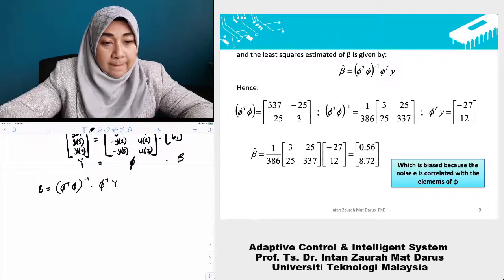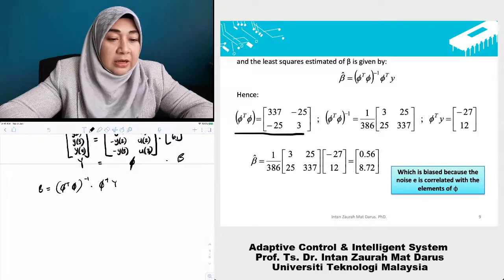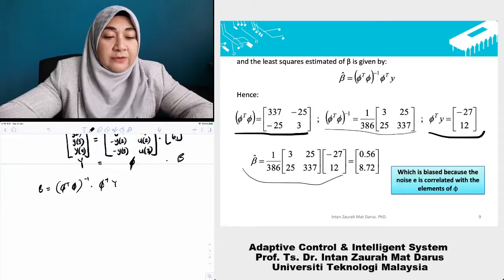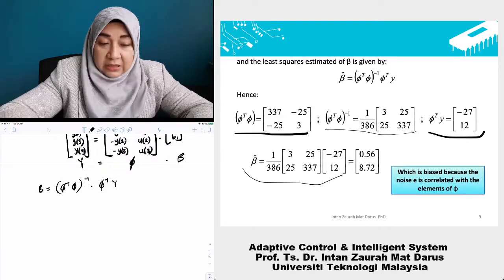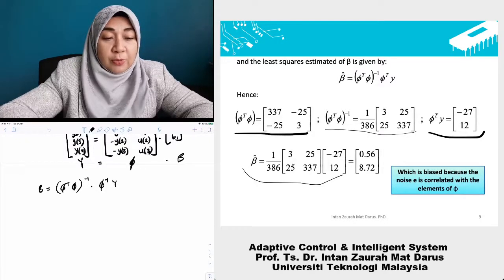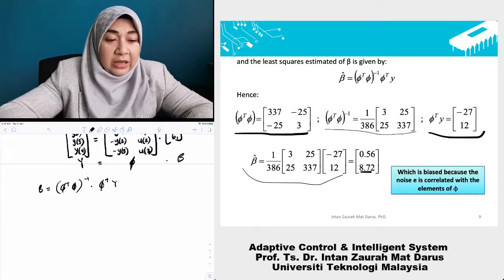This is phi transpose phi, and then you inverse it. Then this is phi transpose y, and the overall beta is phi transpose phi inverse multiplied by phi transpose y. That will give me 0.56 for my a1 and 8.72 for my b1, or a and b.